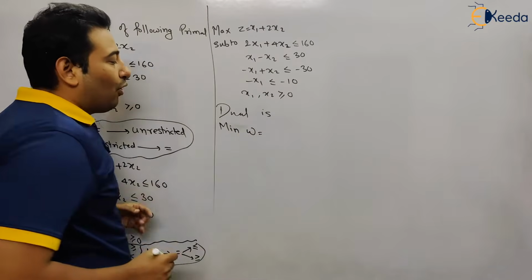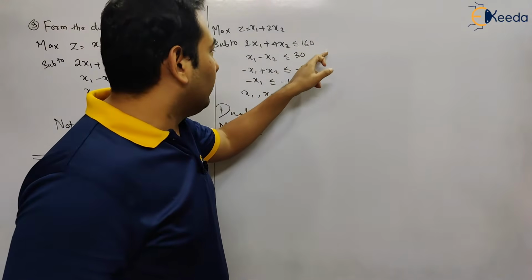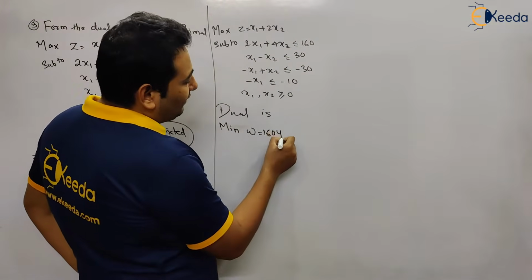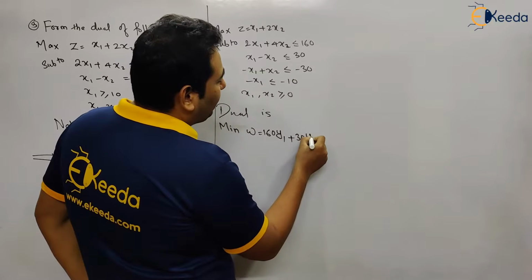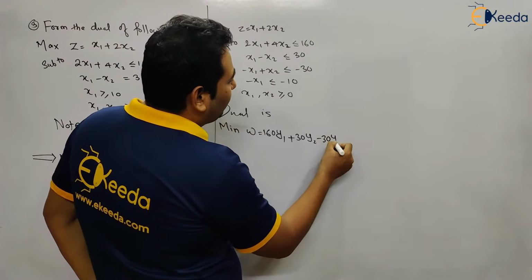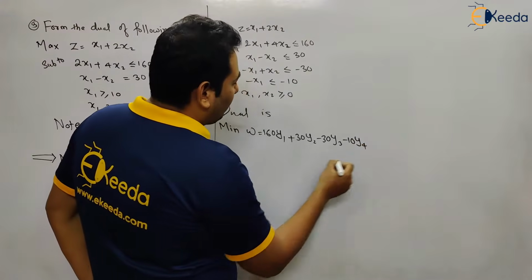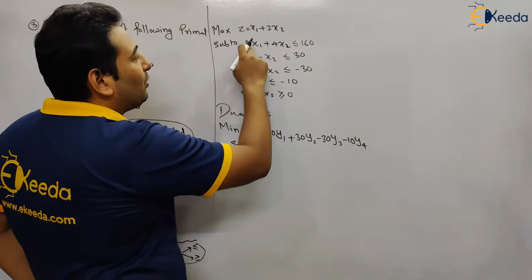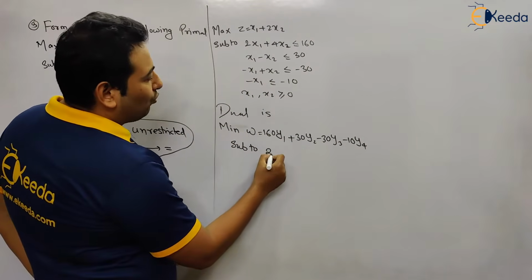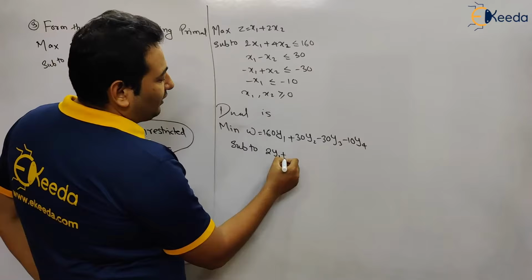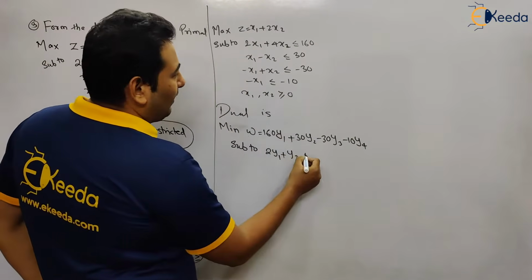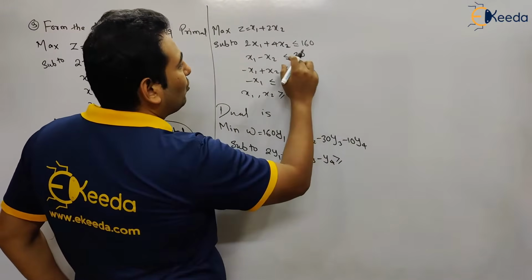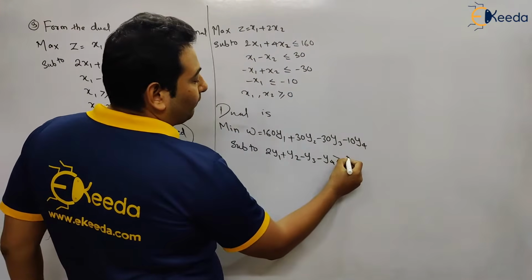W is equal to the objective function, we write it based on the RHS of the constraints. So here there are four values: 160y1, 30y2, minus 30y3, minus 10y4. Subject to, first constraint we write from the coefficient of x1, that is 2y1 plus y2 minus y3 minus y4. Since it is minimized, it will be greater than equal to, here we have 1.